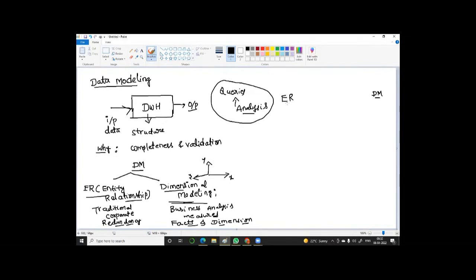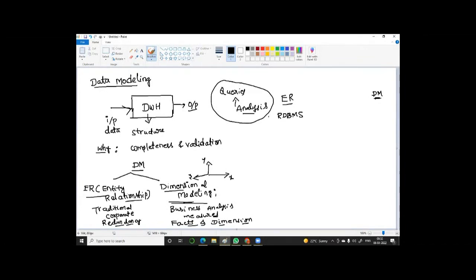ERDM, entity relationship model and dimensional model. Here generally data is stored in RDBMS. You know that we already have seen this one. RDBMS means relational database management system. Why relational? Because there is a relation between one table and another table in that particular DBMS. That's why we call it RDBMS.